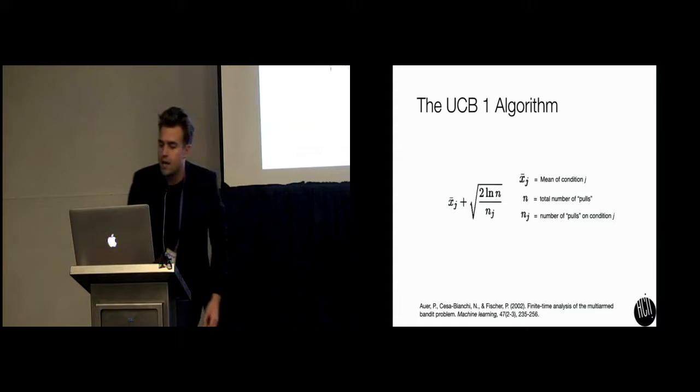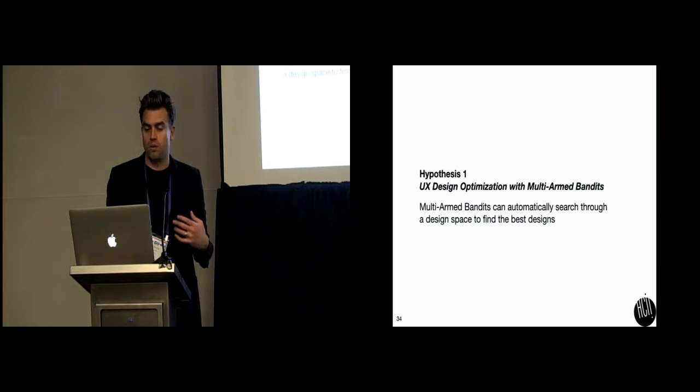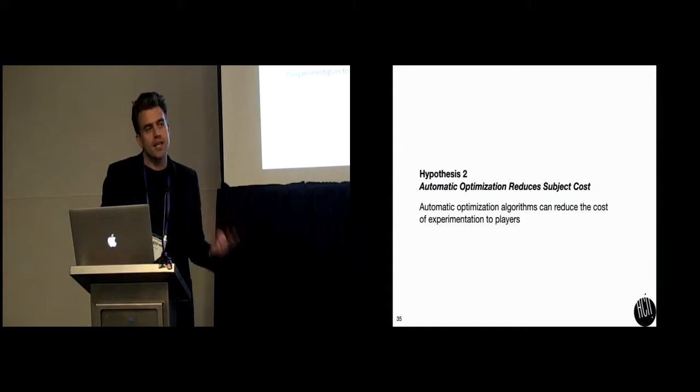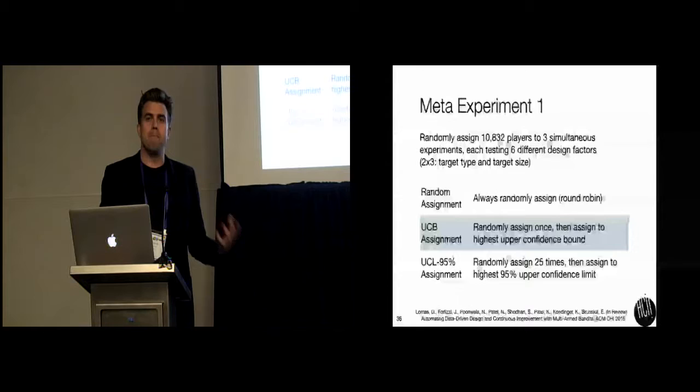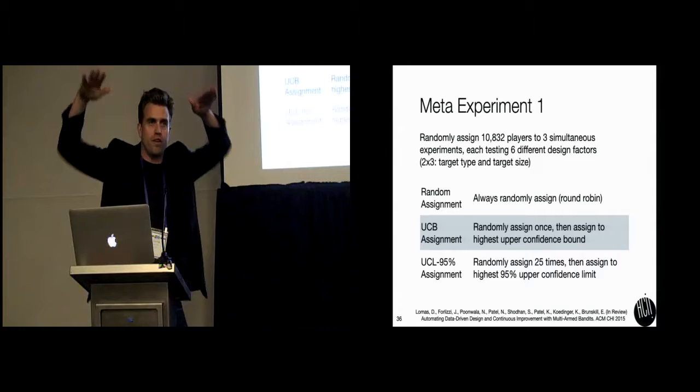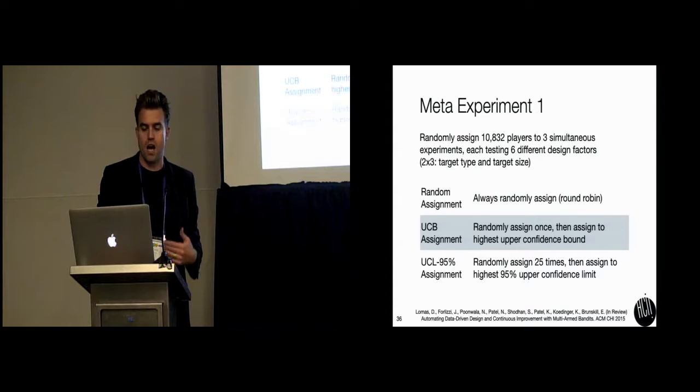So the first hypothesis was that we could use multi-armed bandits to support UX optimization, to automatically search through the design space. The second hypothesis was that we could reduce the cost to subjects. We don't want to expose students to designs that aren't effective. And so what we did is we put together a meta experiment. It was an experiment of experiments. We compared random assignment to two different varieties of multi-armed bandits: an upper confidence bound bandit and an upper confidence limit bandit, which was really just for illustration. People are much more familiar with upper confidence limits than Chernoff-Hoeffding bounds. So that was really to illustrate.